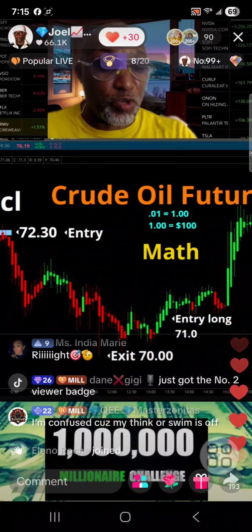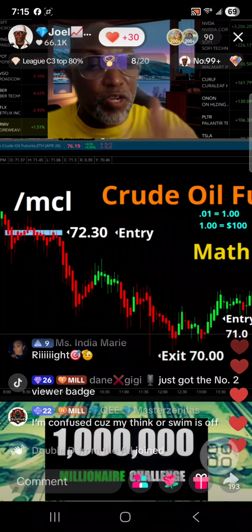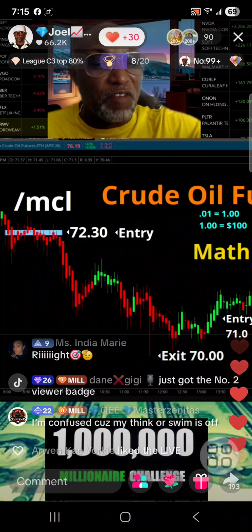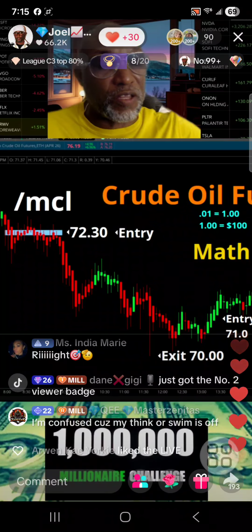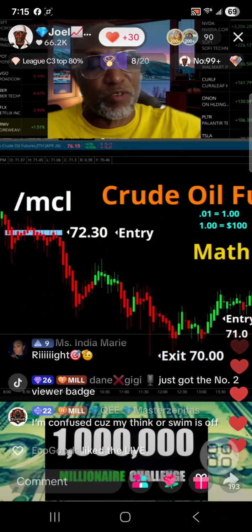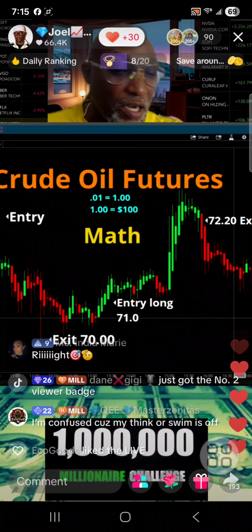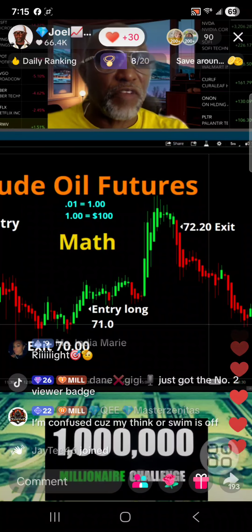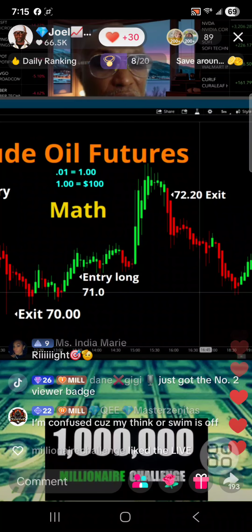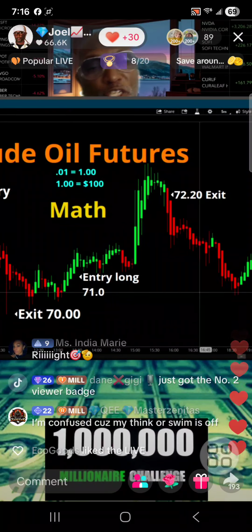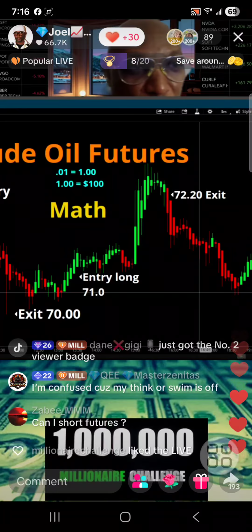So remember this, you could have been a bear. You could have made money to the downside, 70 minus 72.30, $2.30. You made $230. And then you could have gone long, and you could have entered this trade at 71 and then got out somewhere around 72.20. Let's do the math. Let's say you entered this trade. Let's say you just won $230.